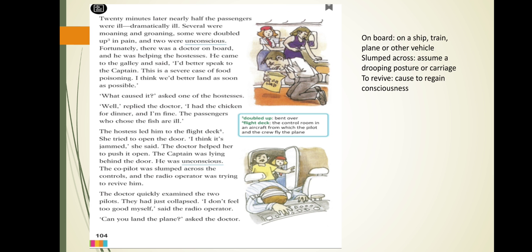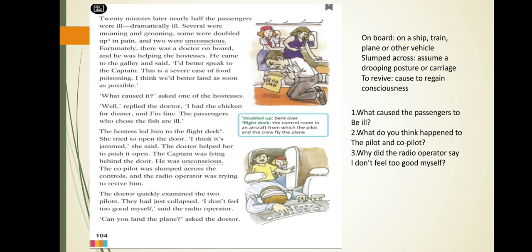Here are some comprehension questions. What caused the passengers to be ill? What do you think happened to the pilot and the co-pilot? Why did the radio operator say, "I don't feel too good myself"?